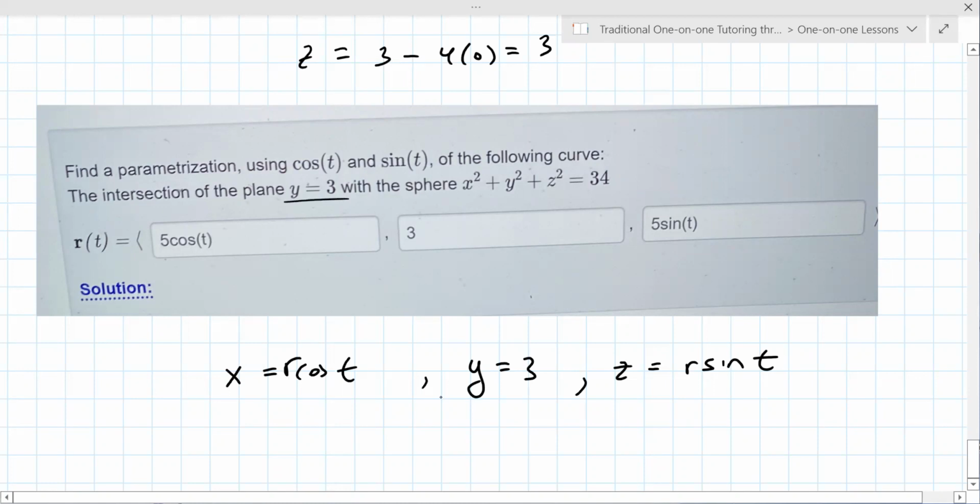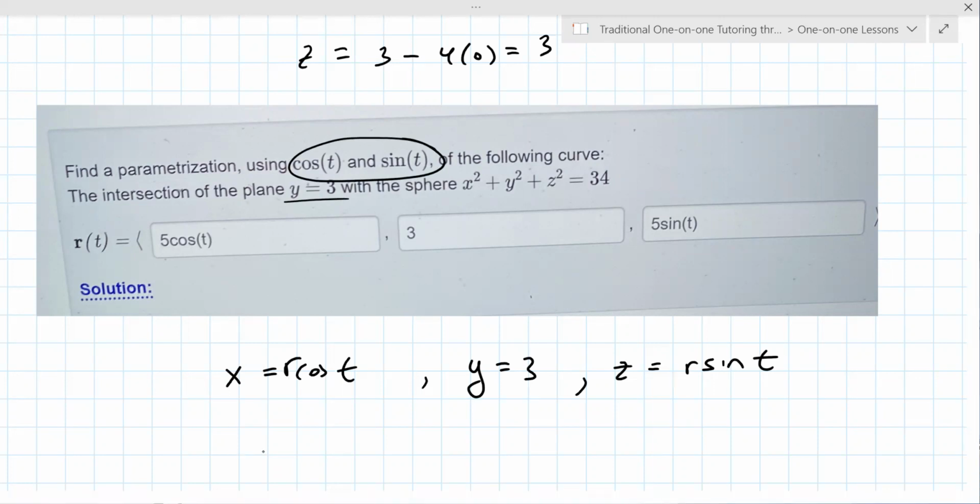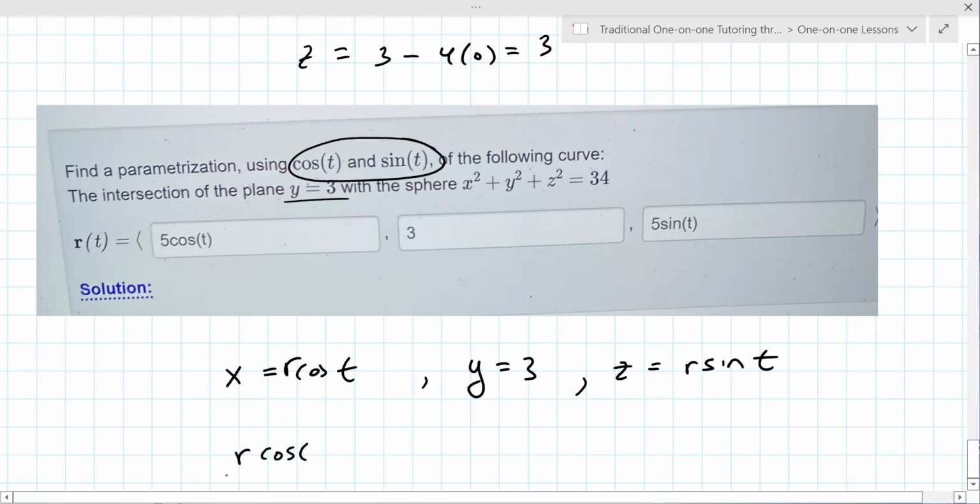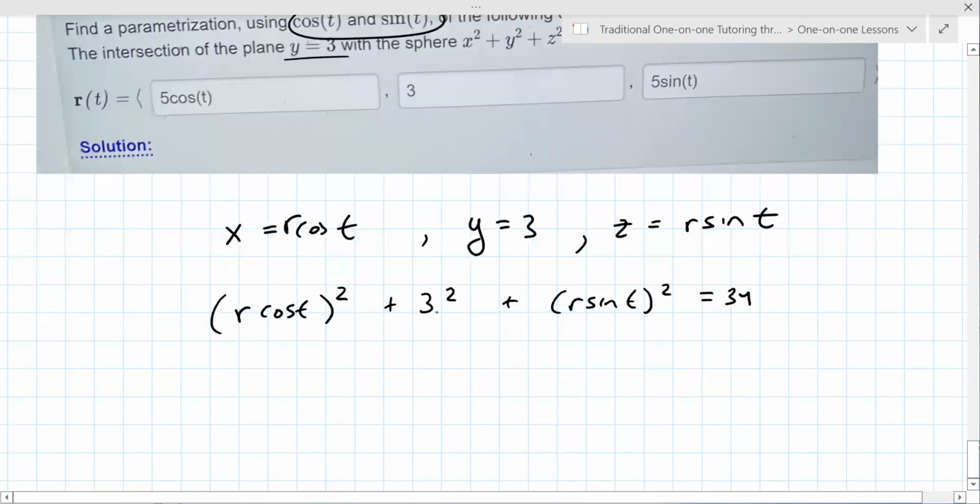If they said x was 3, maybe you make y sine and z cosine. It doesn't really matter, but you're going to do this a lot. You're going to do parameterizing a lot with sine and cosine in this course. Then you just plug these into your equation: (r cosine t) squared plus 3 squared plus (r sine t) squared equals 34. So this is 9. That's what's nice here.